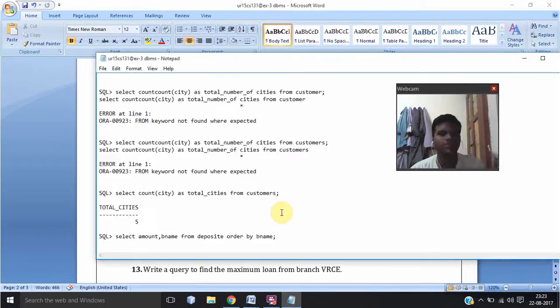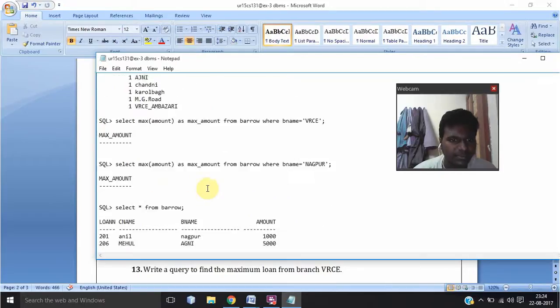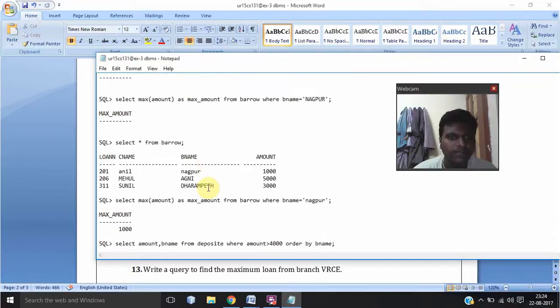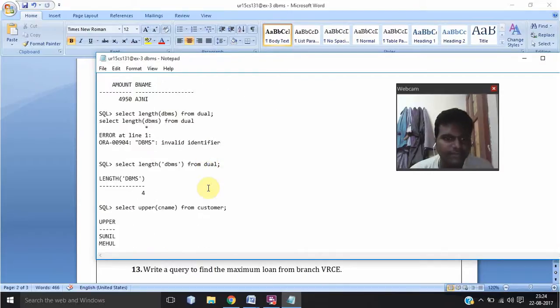The aggregate function is to use the sum, multiplication and divide. Count C name from the deposit by the name, and summing the names as per the given data. Borrow. Maximum and minimum functions are used in the aggregate functions.